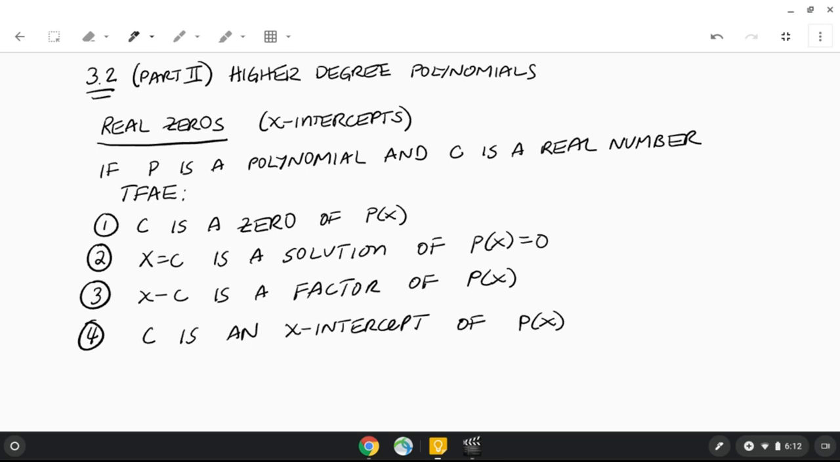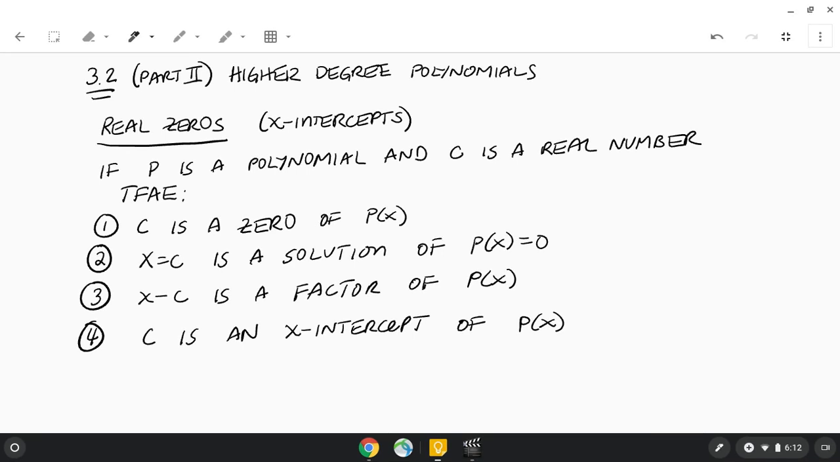Okay, so that's what we mean by saying that the following are equivalent. So if you know that c is a zero, then you also know that c is all of these other things. Okay, so if you know that c is a zero, then you also know that c is an x-intercept. If you know that x equals c is a solution, then you know that c is an intercept. Okay, so if x minus c is a factor, then you know that c is an x-intercept.